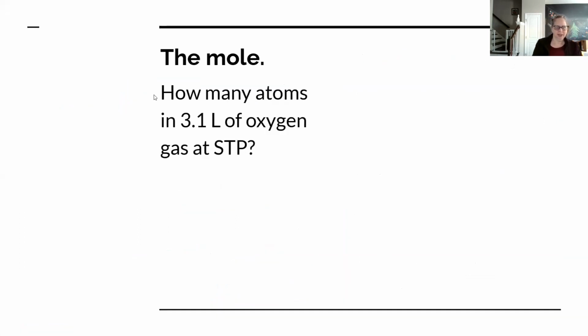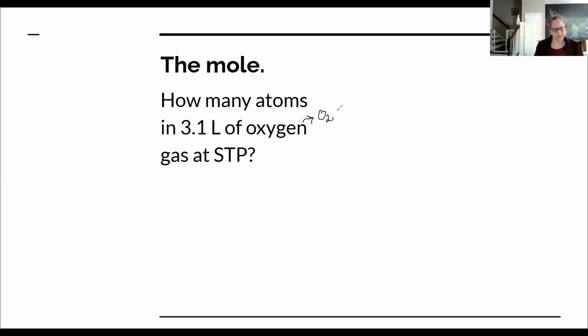All right, how many atoms in 3.1 liters of oxygen gas? This one's designed to trick you. Oxygen gas is a diatomic molecule. It's a 2-atom molecule, diatomic molecule. That means it's still a molecule. So you cannot go directly from moles to atoms in this case. So what are we going to do?